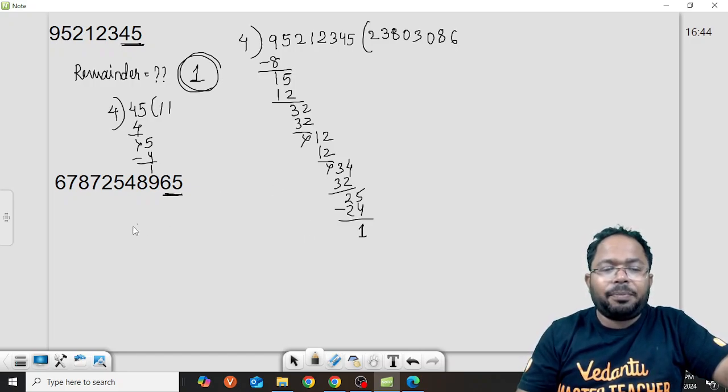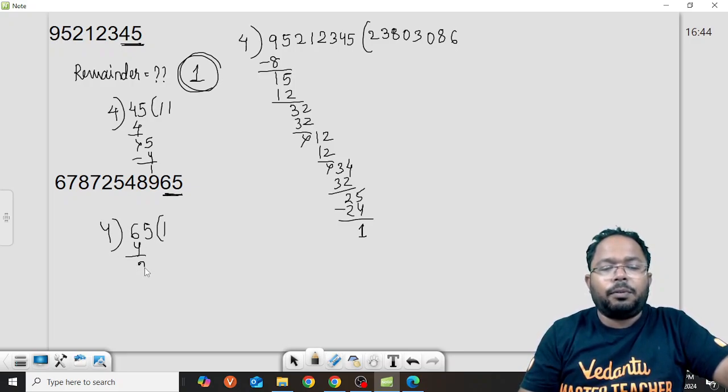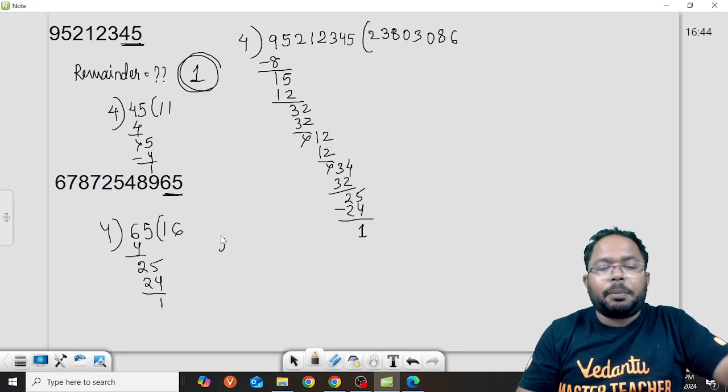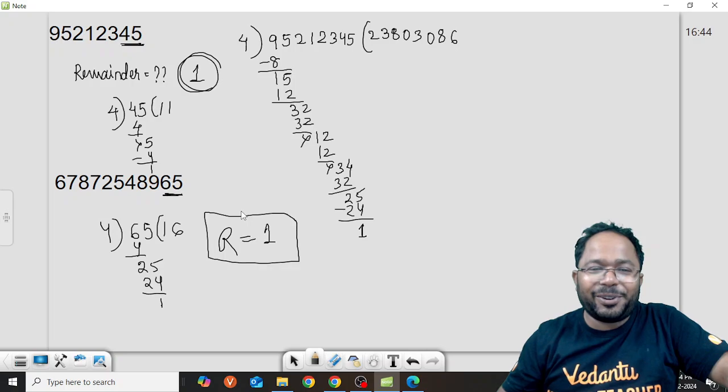65 we are getting, although it might be a big number. But 65, we'll check it with a 4. 4 into 1 is 4. We get a 25. 4 into 6 is 24. 1. That means the remainder is 1. Isn't it very cool, students?